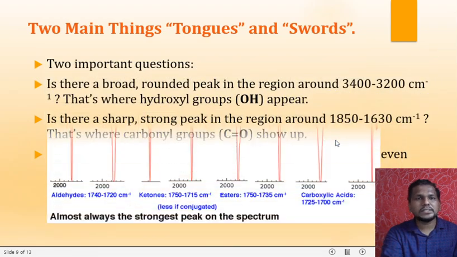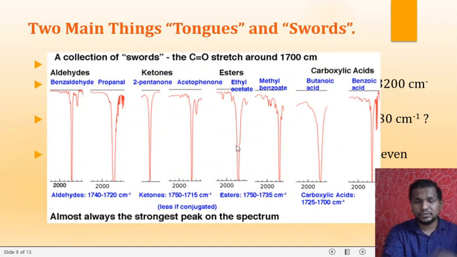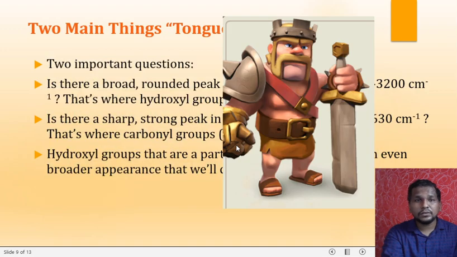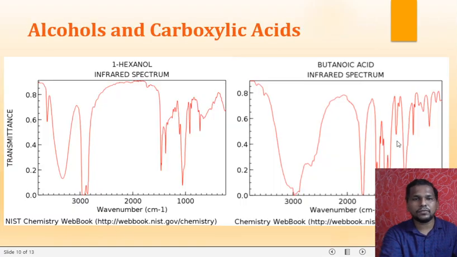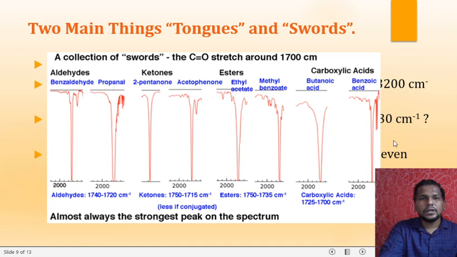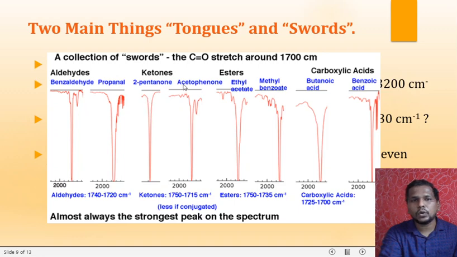Now next thing, what are the swords? Yes, we are aware of the swords, from Clash of Clans, the king. So this particular weapon is considered as a sword. This sword shape is important for us. Whenever there is a CO stretching, all these peaks are sword-like.